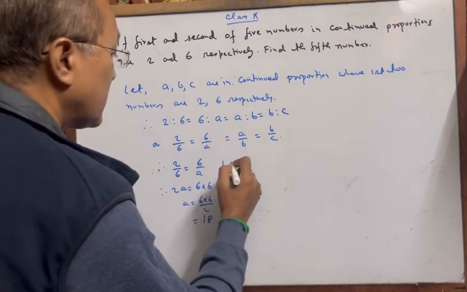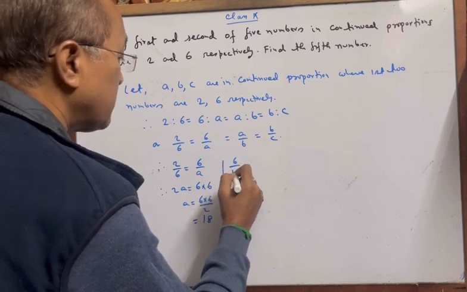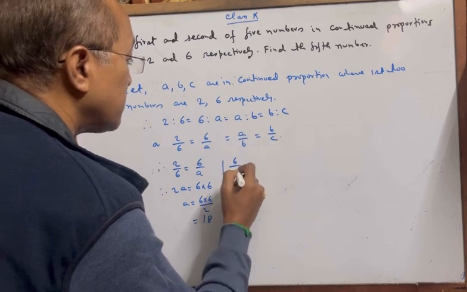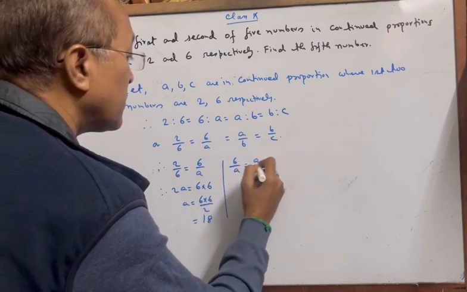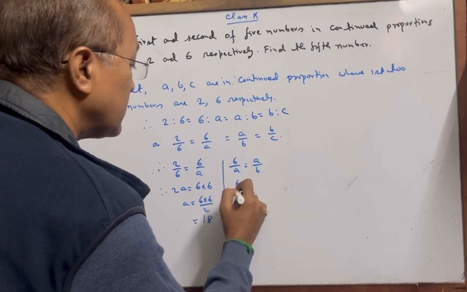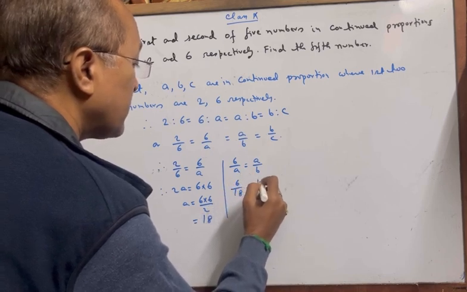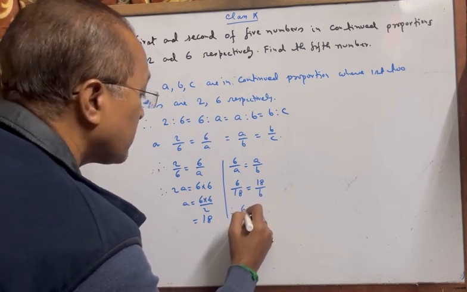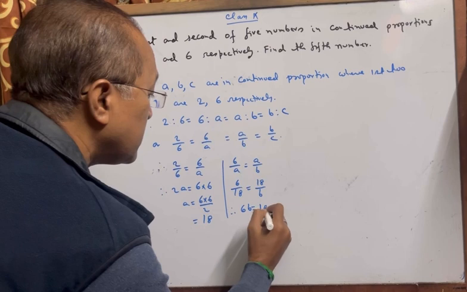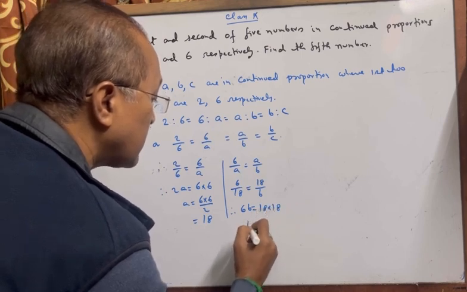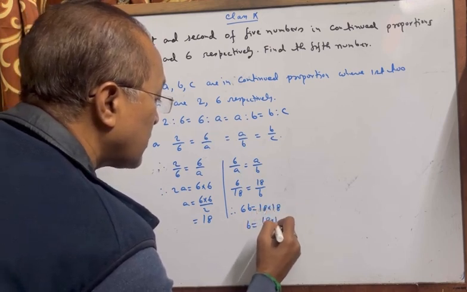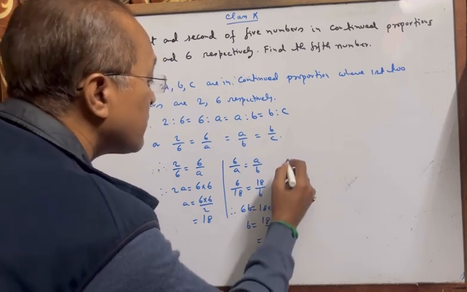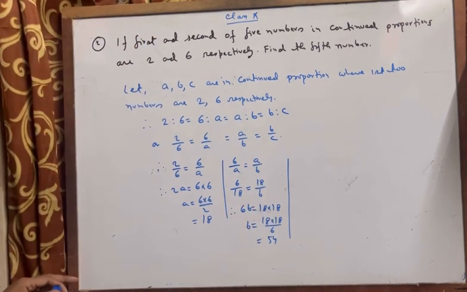Next, 6 by 18, first I am writing like this. 6 by A is equal to A by B. That is 6 by 18 is equal to 18 by B. That is 6B is equal to 18 into 18. So B is equal to 18 into 18 by 6. That is 54. Right. Next.